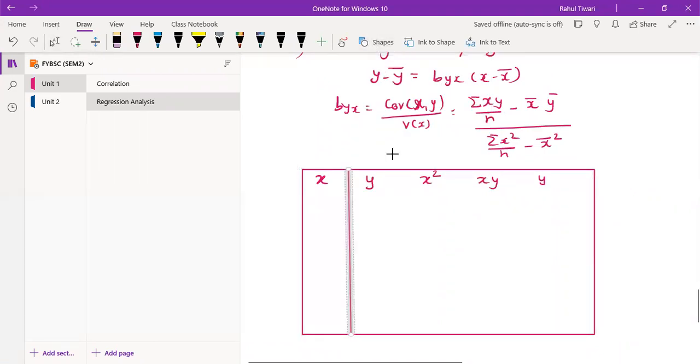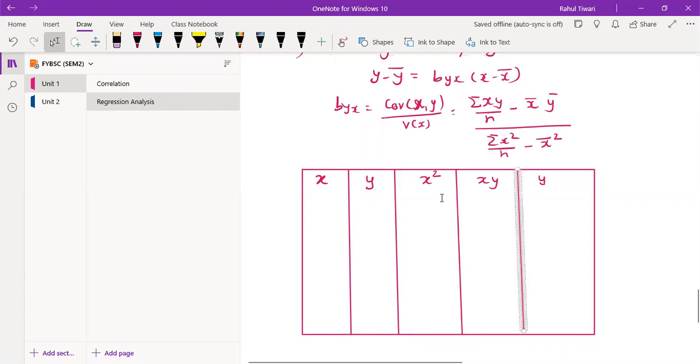So you can just write down the data. Just calculate the entries I have given here: x square, calculate x into y, and also calculate y square. I will tell you why we are calculating y square. Just calculate and let me know their summations.